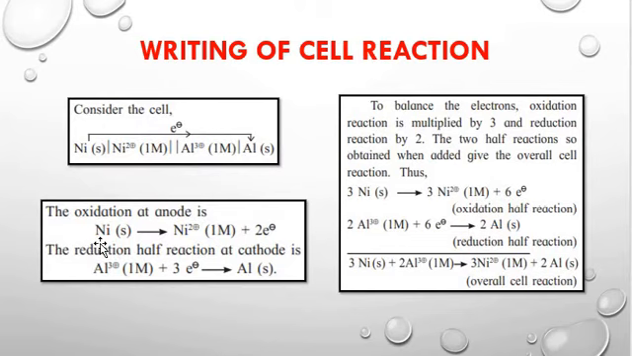Like I will multiply by 3 to this first half reaction which is oxidation reaction, and I will multiply by 2 to this reduction half reaction. So by this I will be obtaining these two reactions, and here I will be cancelling out these 6 electrons by these 6 electrons, and this would be obtained. This would be my final cell reaction, or you can say net cell reaction.